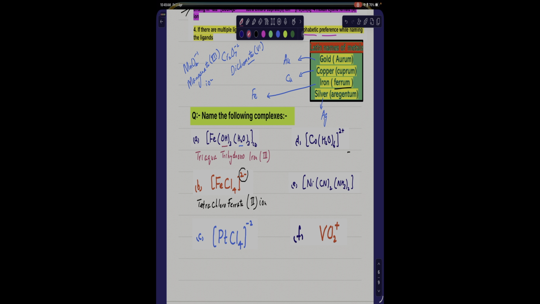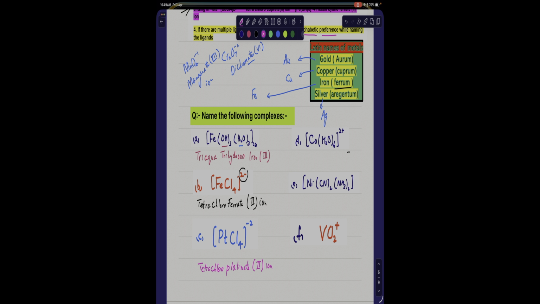Now look at the third one. For the name of this complex, again there are 4 chloro ligands, so you have to say tetrachloro. Now platinum does not have a Latin name, so you use the normal English name, but ending in -ate. So the name of this complex is going to be tetrachloroplatinate. Don't say platinum, it becomes platinate, and the oxidation number of this platinum is +2. So you have to say tetrachloroplatinate(II) ion.